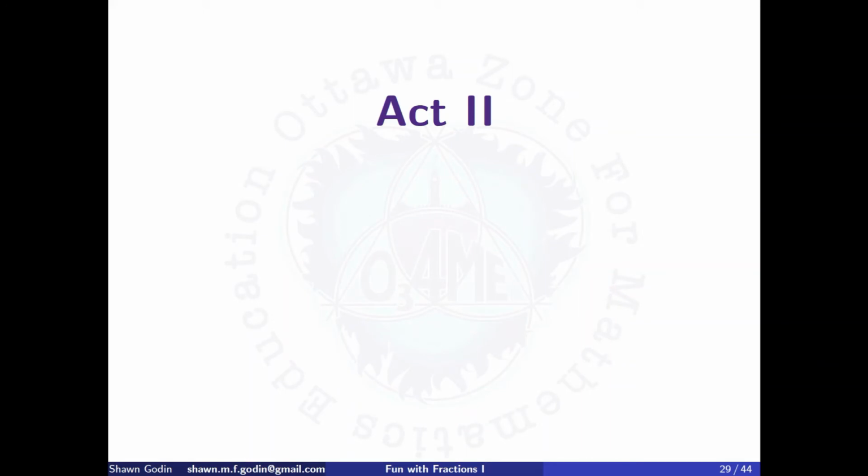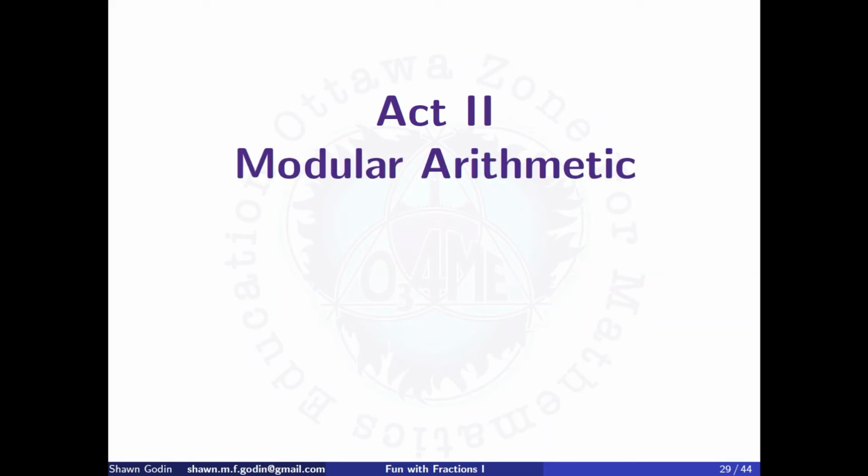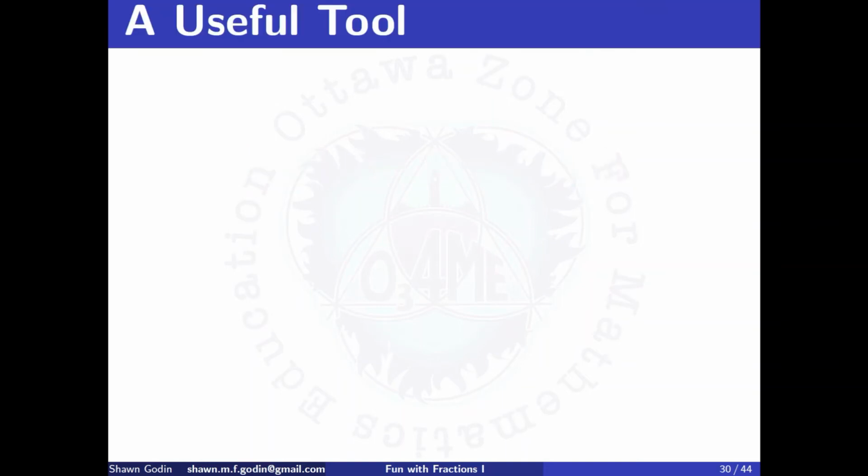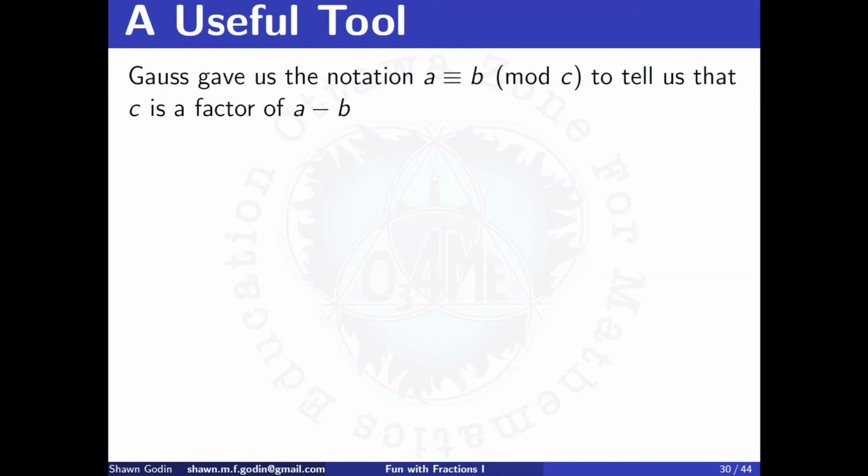Okay, for this next part, we're going to introduce modular arithmetic and sort of look at the problem from another point of view. So, Gauss gave us this notation. We read this as A is congruent to B mod C.